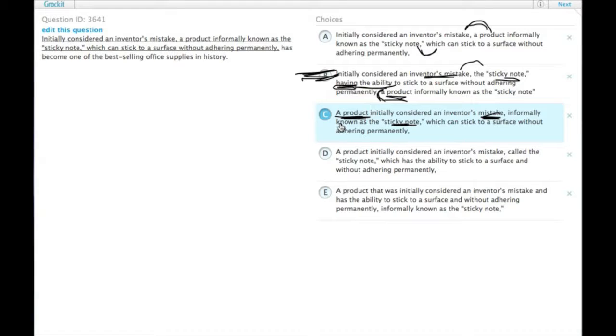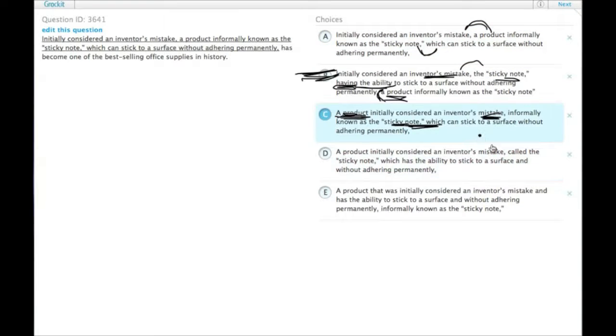So the product is the subject of the sentence, and that's putting it even further from the main verb than choice A had. So even though this looks like it would be grammatically correct, a product initially considered an inventor's mistake has become one of the best-selling supplies. There's also a little bit, it's moving the subject further from the verb. We also have this, well, the placement of the which modifying sticky note is the same as in choice A, but we've moved the subject further from the verb, which makes things trickier. So if we had to choose A or C, we would choose A.